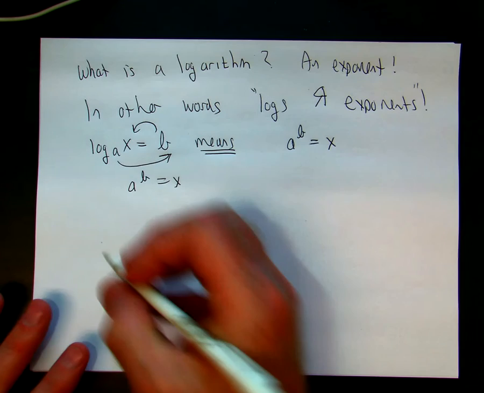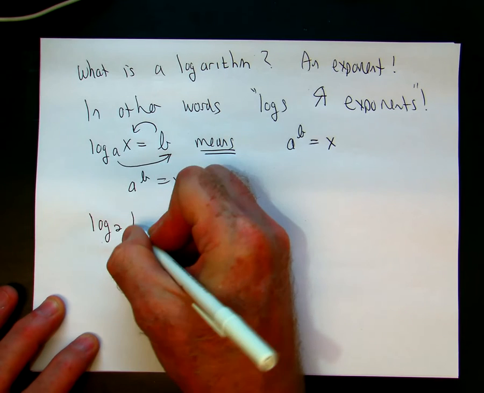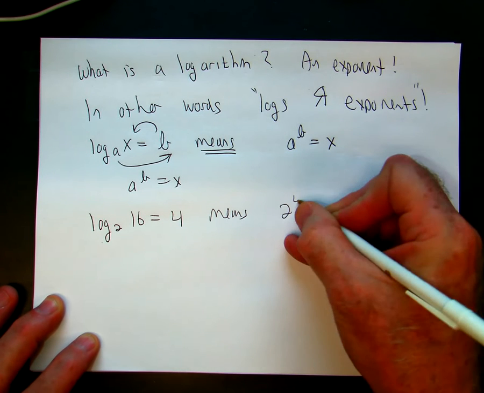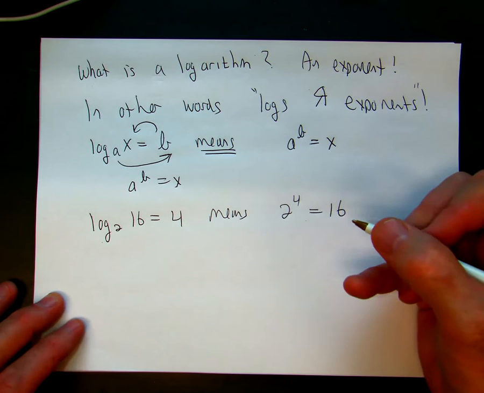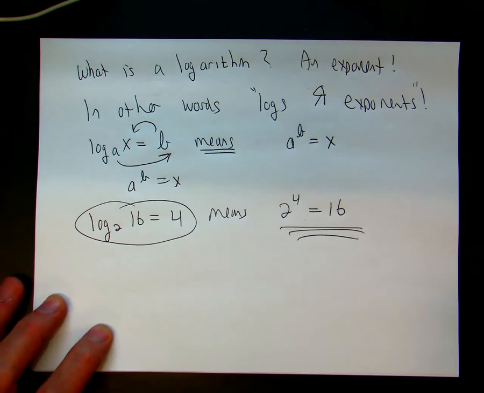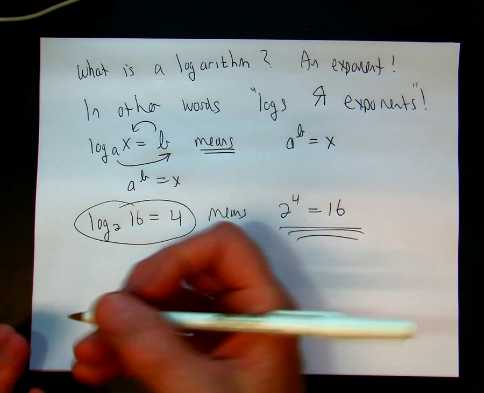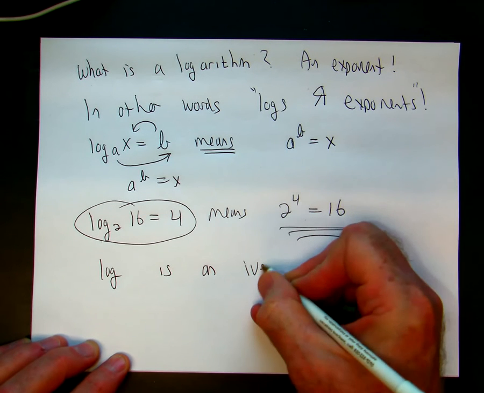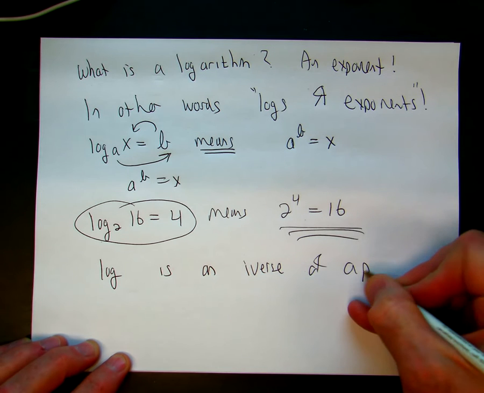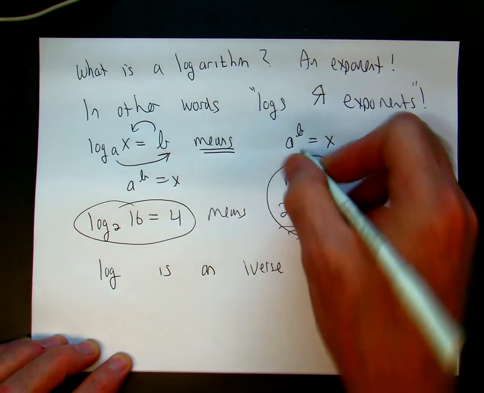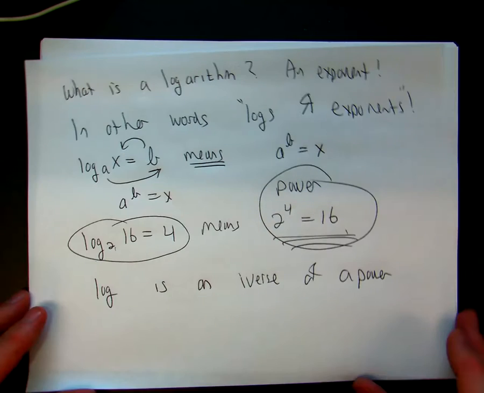So, quick example, we'll do a couple of those. What this means is this. 2 to the 4 is equal to 16. So this looks at this relationship from the point of view of the exponent. Okay. So in other words, another way to think about it is that a log is an inverse of a power. So here's the power. Right here, here's the log.